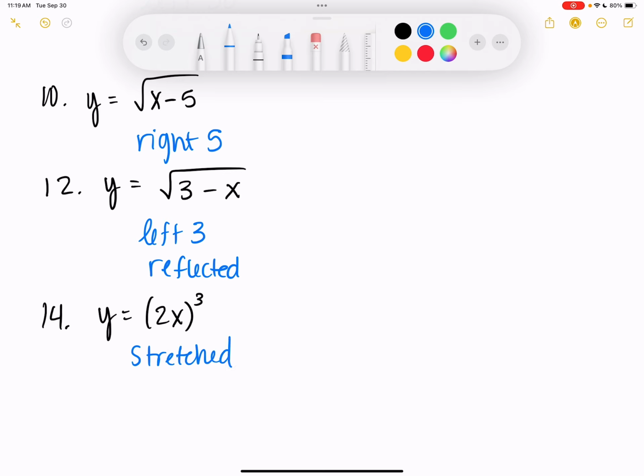Last year, it was confusing to me whether it was stretched like this or stretched like this. In relation to just the graph of x cubed, is 2x cubed more like this or more like this? I just plot points to figure it out.